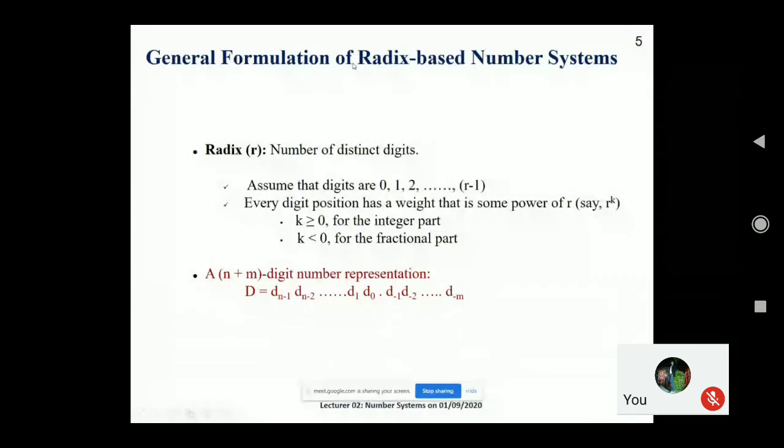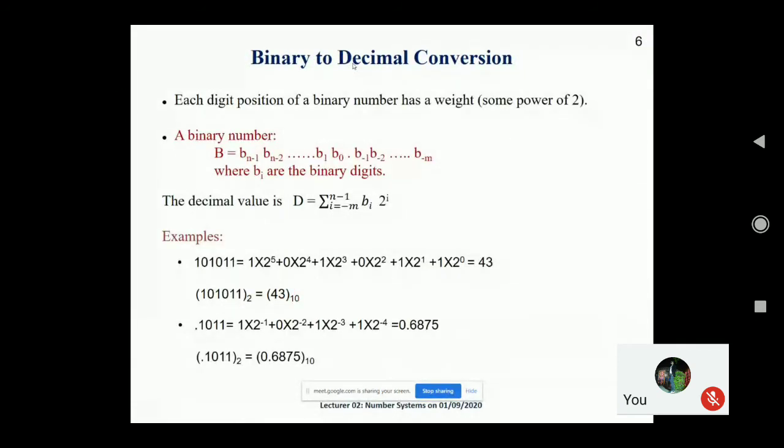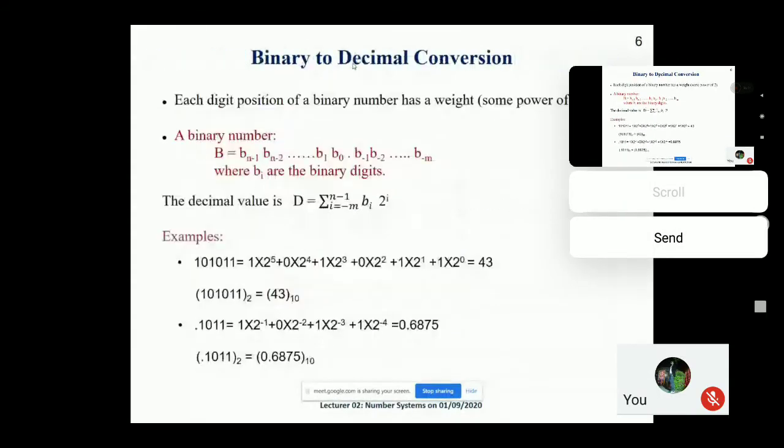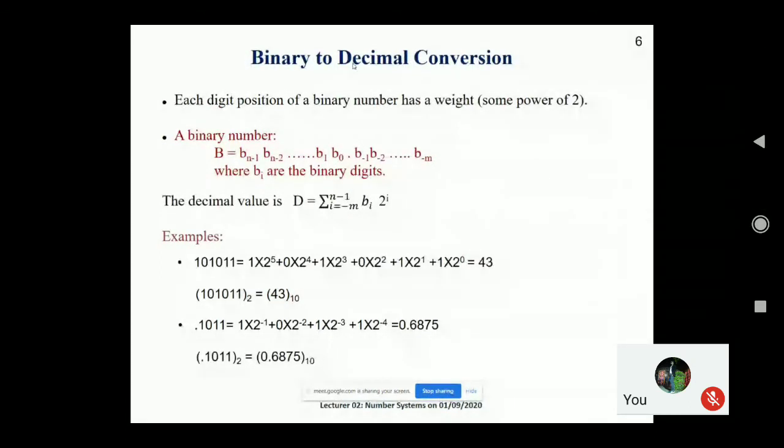So see here, binary to decimal conversion. How do we go from binary to decimal? Each digit position of a binary number has a weight, some power of 2. Suppose a binary number is denoted as capital B, and it has two parts. One is the integer part, running from left to right, n minus 1 to B0. The fractional part ranges from minus 1 to minus m. And Bi are the binary digits.